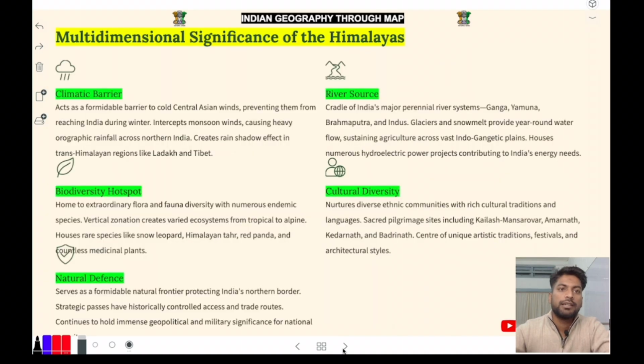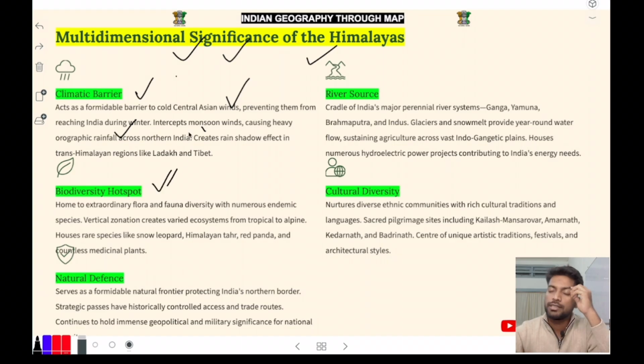Next. Okay, the multi-dimensional significance of Himalaya. Himalaya is, you can say, a great advantage for India. First, the climatic barrier. If Himalaya was not there, then all the winds from Asia would have come into India during winter, monsoon winds and all. Okay, so it's like a climatic barrier.